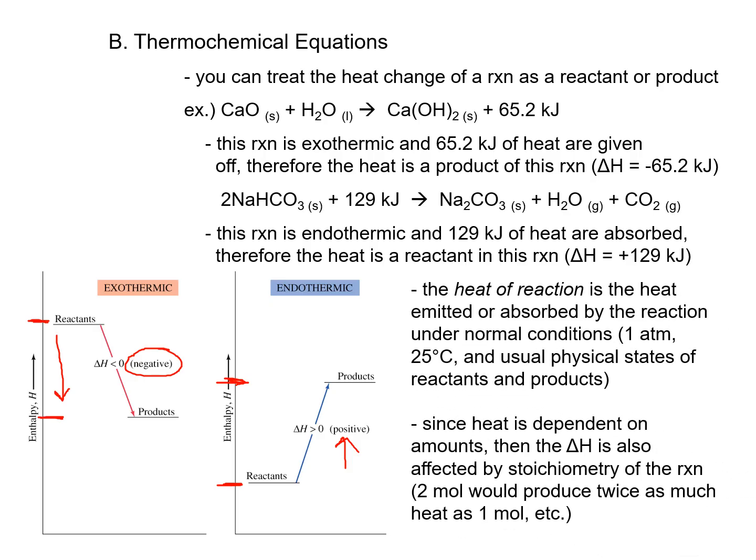Okay, that's what we call a heat of a reaction. And heat is dependent on amounts, right? So that means that delta H is also affected by the stoichiometry of the reaction. If the reaction has 1 mole of something in it, but you wanted to know how much heat there would be for 2 moles in that reaction, then you'd have to multiply the delta H by 2.